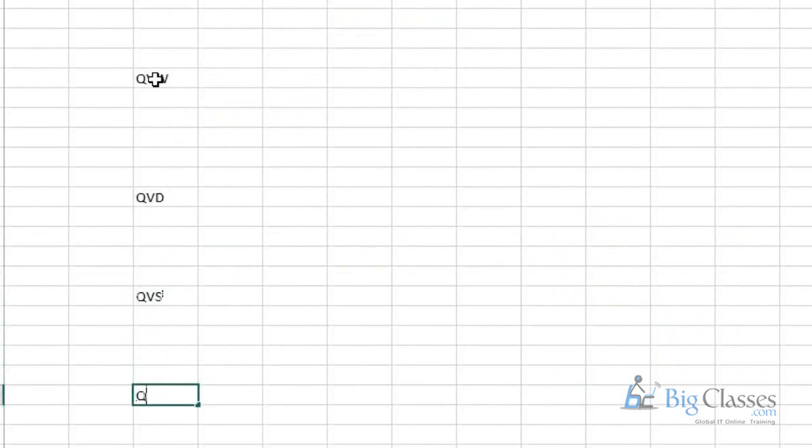Coming back to QlikView, there are four main file types: QVW, QVD, QVS, and QVX. QVW is the main file type in QlikView. Whatever you do in QlikView is done in a QVW.